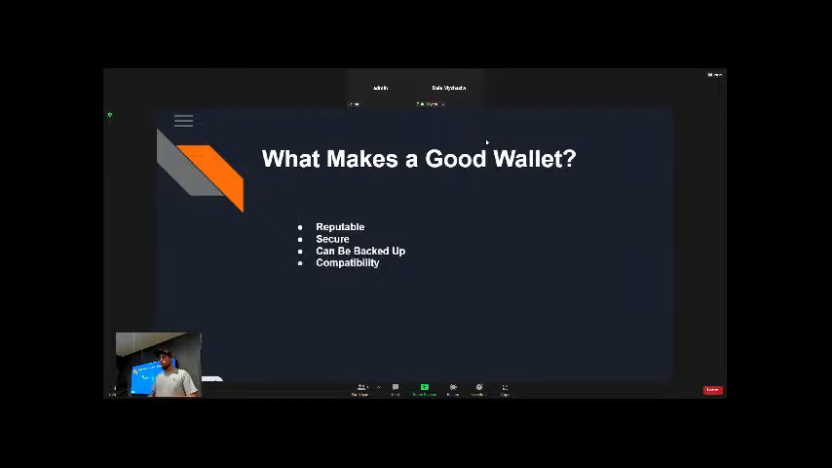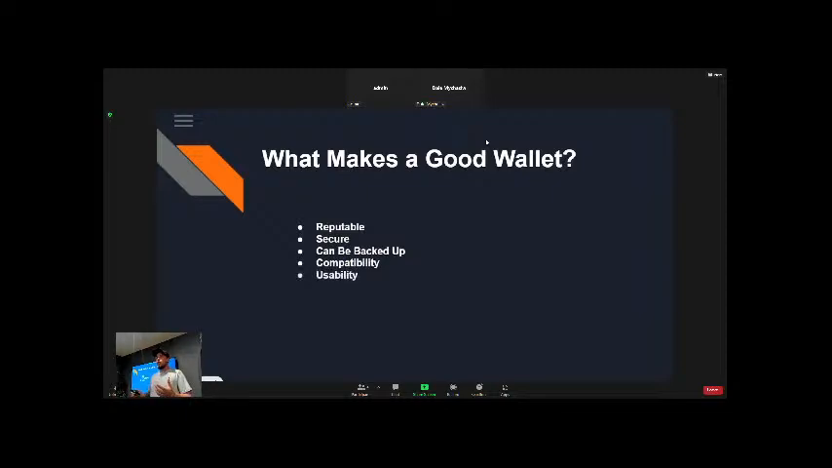Compatibility. Being compatible with the latest wallet standards and address standards is hugely important, but also being compatible with Bitcoin or any other tokens or coins that you might want to carry in the future is a huge one as well. And if you can't send to anyone else's wallet, then it's not really a great wallet.